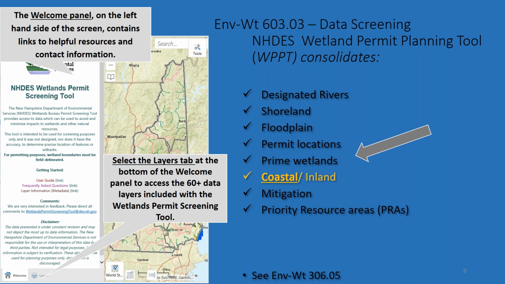DES's new Wetland Permitting Planning Tool, WPPT, is an online mapping program that provides important information to help the public and applicants plan their project. The WPPT provides access to data which can be used to avoid and minimize impacts to wetlands and other natural resources. The tool is intended to be used for screening purposes only, and it is not designed, nor does it have the accuracy to determine precise location of features or setbacks. In particular, the WPPT contains a coastal resource layer theme for tidal projects, enabling the user to review sea level rise scenarios, marsh migration, sand dunes, eelgrass beds, and property lines, to name a few.